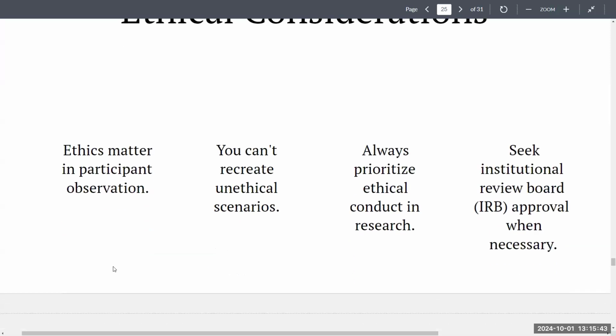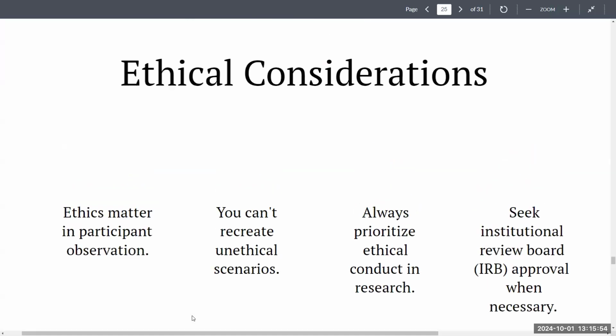Some ethical considerations. Ethics matter. Obviously, you should have and adhere to a particular guideline. So you have to maintain respect for all the participants, avoid manipulation, and ensure that research is conducted with integrity. You're not trying to lure someone into what you believe to be right. You're trying to understand what it is that they're trying to say. You can't recreate unethical scenarios. It's critical to avoid creating or recreating situations that can harm participants or violate ethical standards, and to always prioritize ethical conduct in research.